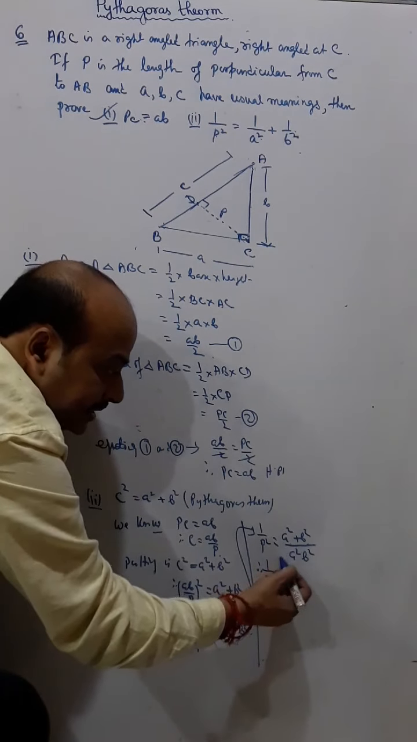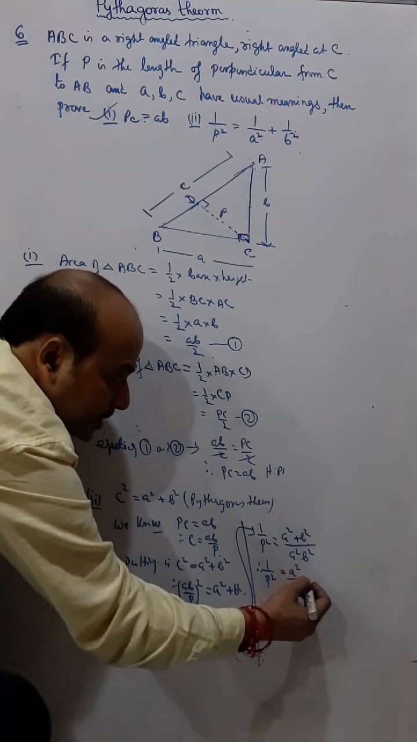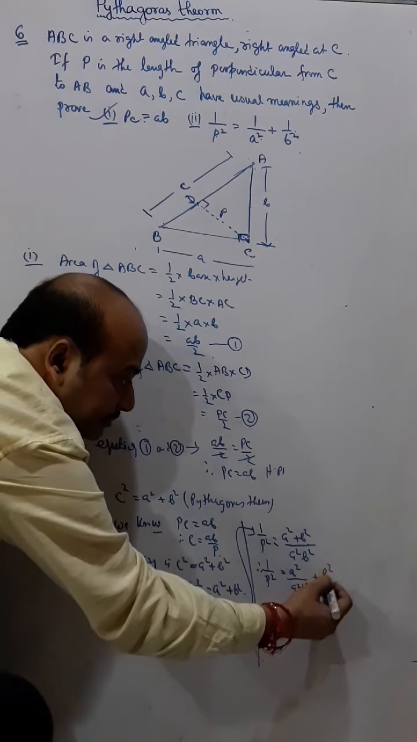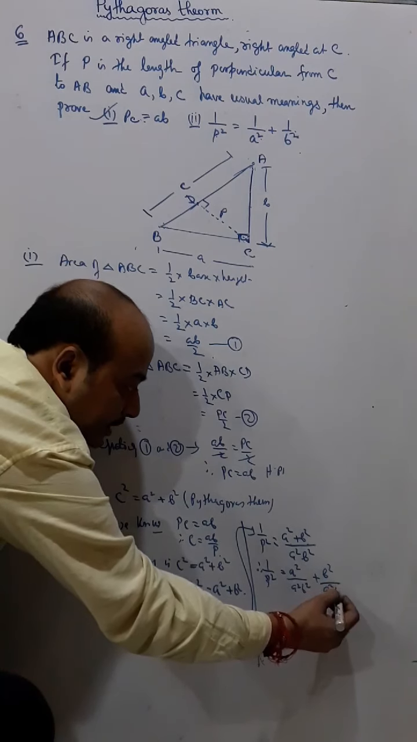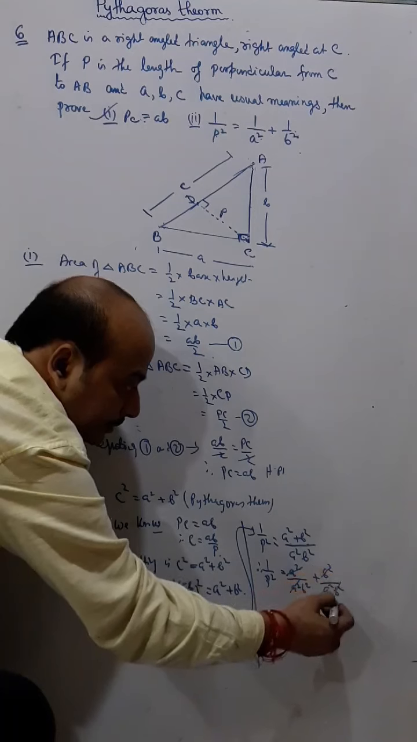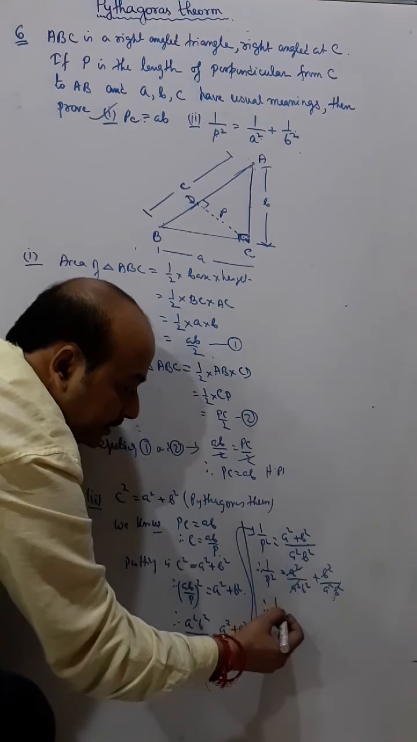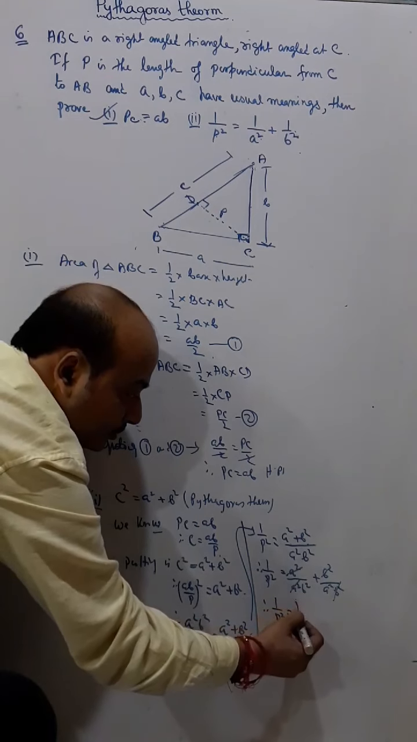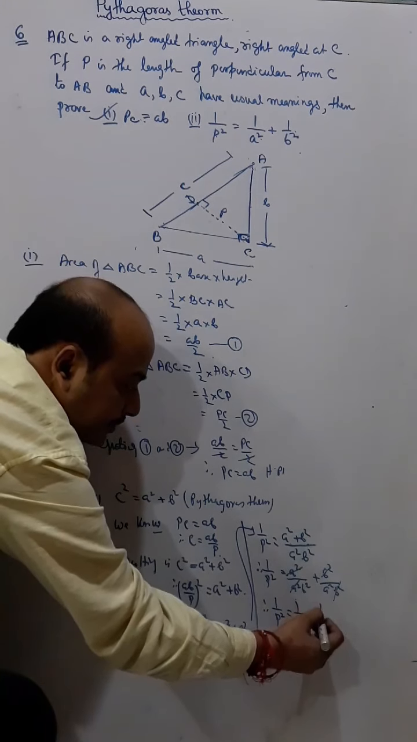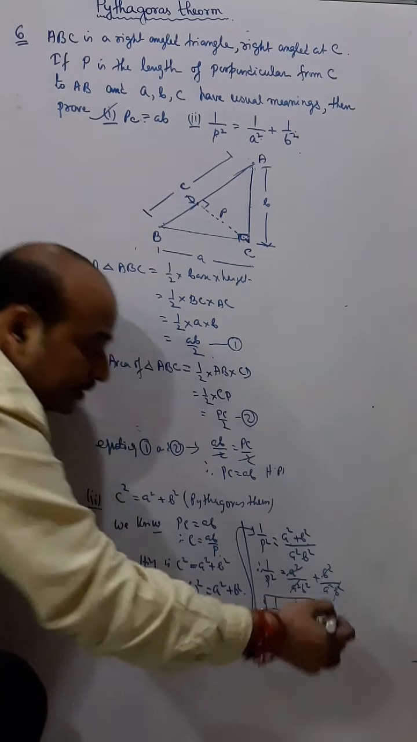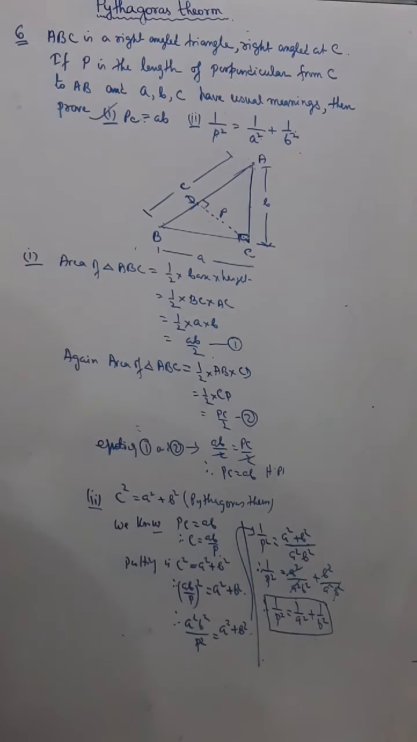We can split the LCM. We got a square by a square b square plus b square by a square b square. And finally we can say 1 by p square is equal to 1 by a square plus 1 by b square, and hence proved. Okay, understand?